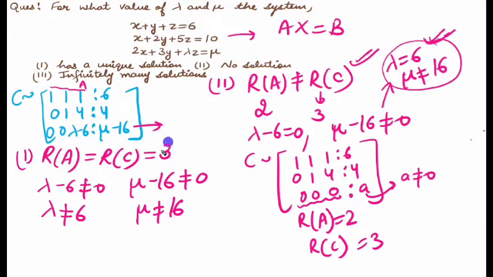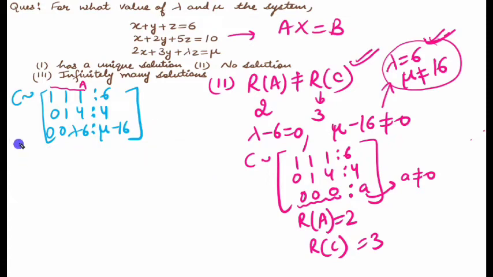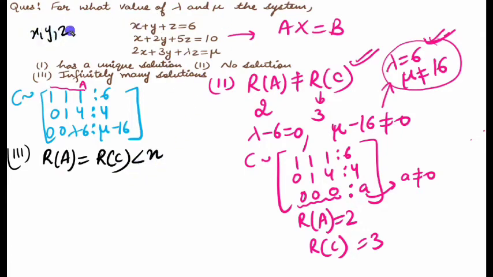Now let us move towards the third case. In the third case, the system is having infinitely many solutions. सिस्टम के पास इनफाइनाइटली मेनी सॉल्यूशंस कब एग्जिस्ट कर सकते हैं, इफ द रैंक ऑफ ऑगमेंटेड मैट्रिक्स एंड रैंक ऑफ द कोएफिशिएंट मैट्रिक्स बोथ आर सेम बट दे आर लेस देन द नंबर ऑफ अननोन्स. नंबर ऑफ अननोन्स क्या है, 3 वेरिएबल्स हैं यहाँ पर, तो नंबर ऑफ अननोन्स इज 3 हियर. तो रैंक ऑफ ए एंड रैंक ऑफ सी बोथ शुड बी इक्वल बट दे शुड बी लेस देन, सॉरी, दे शुड बी लेस देन 3.